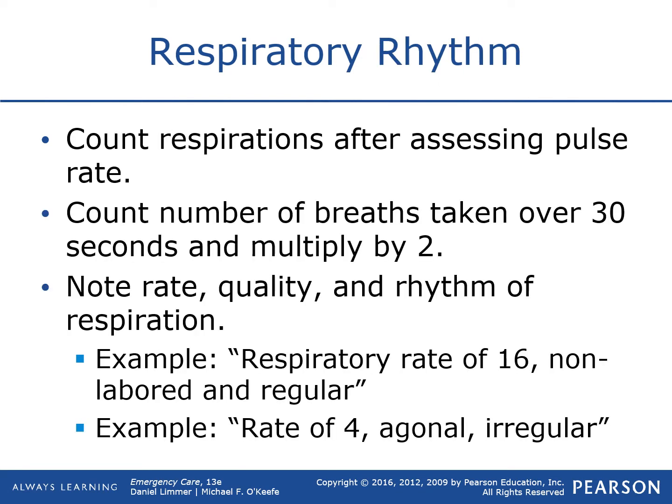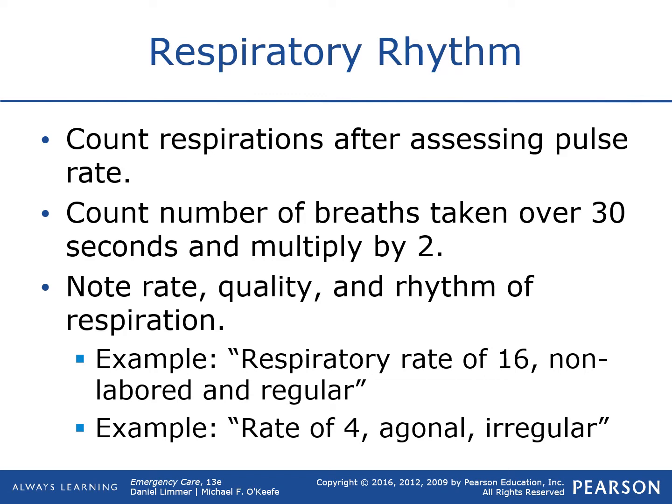So along with your effort, you want to be doing your rhythm. So you should have a regular rhythm. It shouldn't get faster, then slower, then faster again. Your depth should be the same. So what we consider normal is respirations that are of normal effort, non-labored, and regular. So you can say that a normal person has a respiratory rate of 16, non-labored, regular respirations.